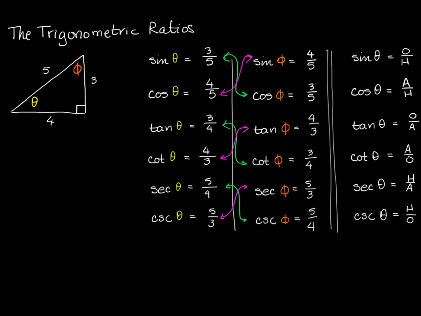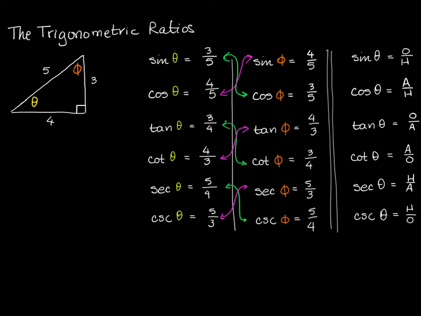The sine and the cosine are called cofunctions. They have the same value depending on which perspective you're looking at the problem from. From the perspective of theta, the sine is 3 over 5. From theta's co-angle, phi, the cosine is 3 over 5.